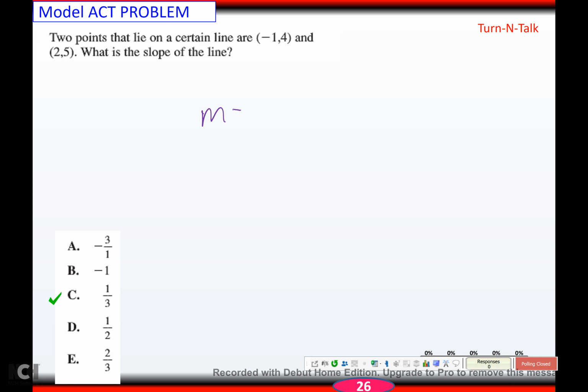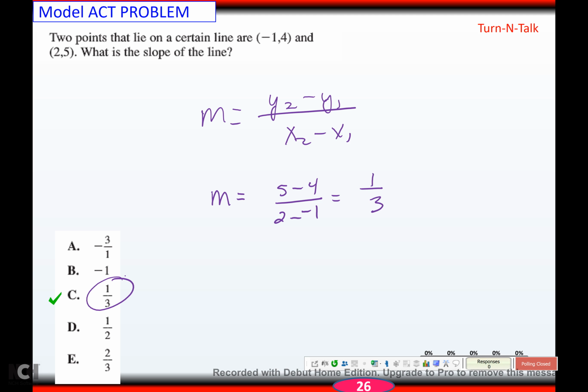Alright, slope of a line, y2 minus y1 over x2 minus x1. So my slope for these 2 points will be 5 minus 4 over 2 minus a negative 1. 5 minus 4 is 1. 2 plus 1 is 3. So my slope is 1 over 3.